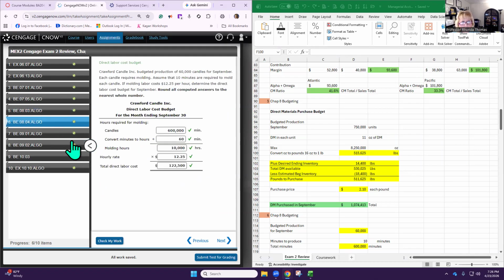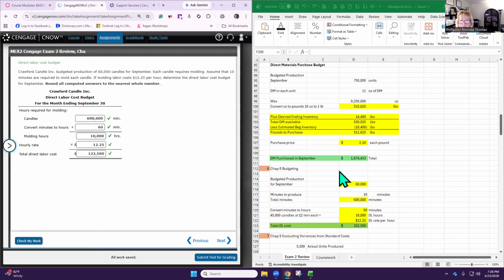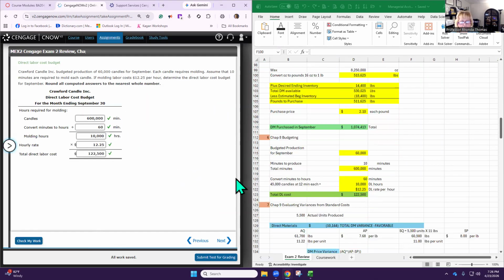Okay, here's the second one for the budgeting chapter. This is your direct labor cost budget. I always recommend trying to figure out the production units above anything else.